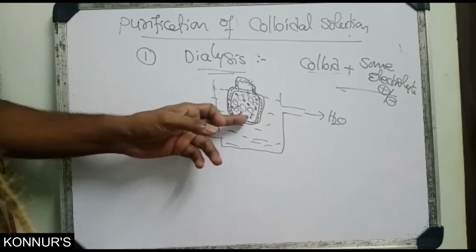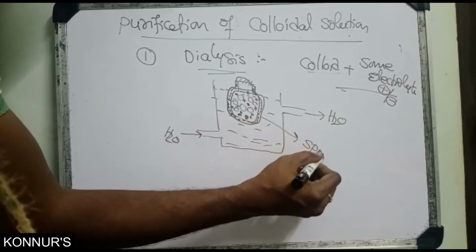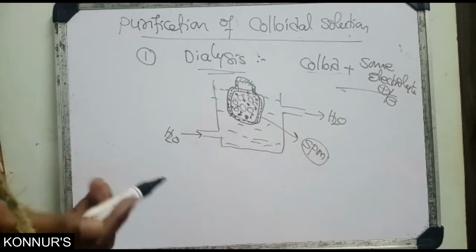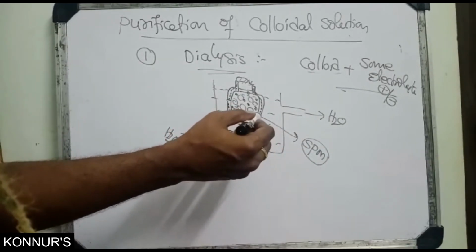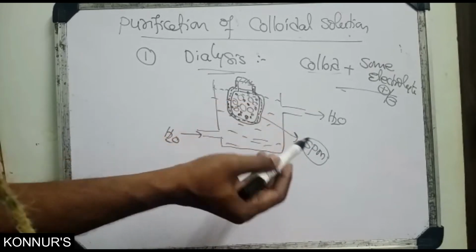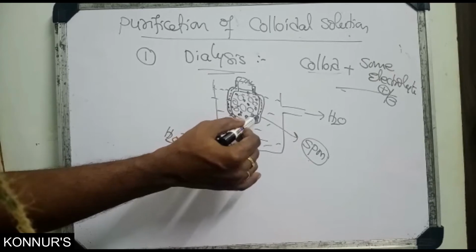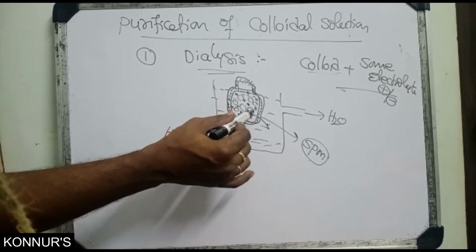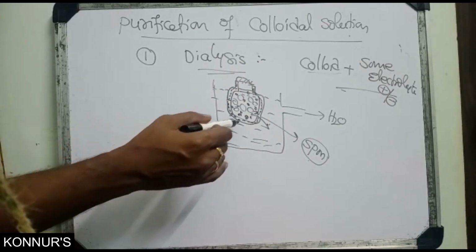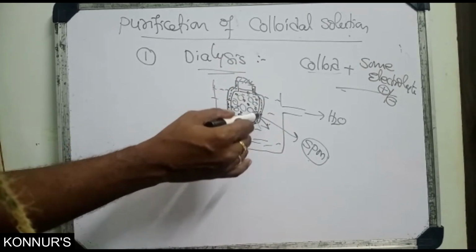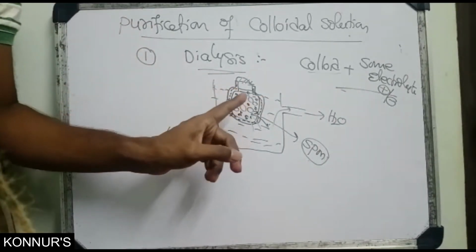Suppose we are sending water. Slowly, this is a semi-permeable membrane, otherwise cellophane paper with small holes. What is the use of this? Only electrolytes come outside. Large-sized particles cannot come outside. So with high pressure of water we are sending, all these particles come outside and go to the outside. Then this will be the safe side.